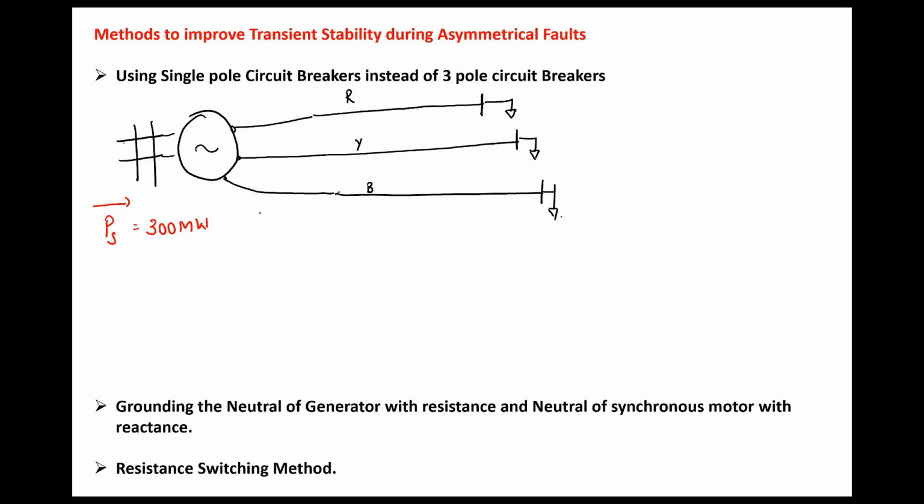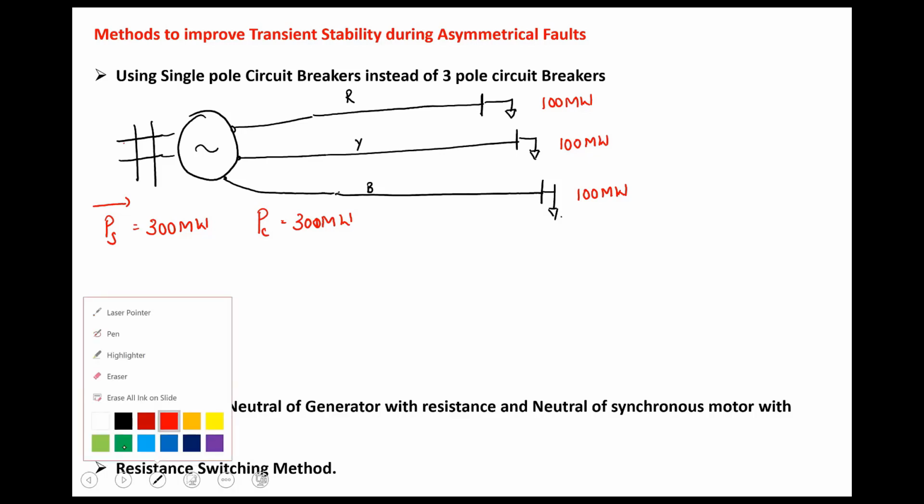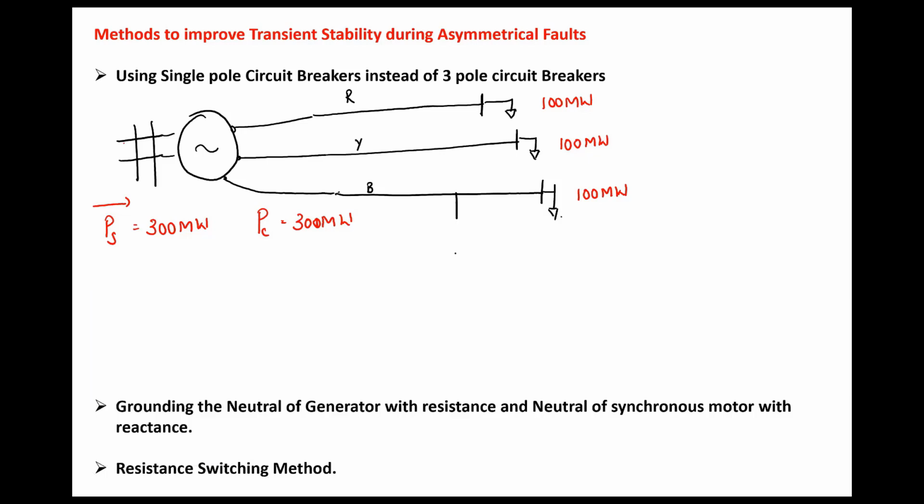Then your electrical output also will be how much? 300 megawatt. So if the load is equally balanced, every phase will have 100 megawatt load. Every phase will have 100 megawatt load. Suppose a fault occurs on the B phase. Which fault occurred? A single line to ground fault occurred.